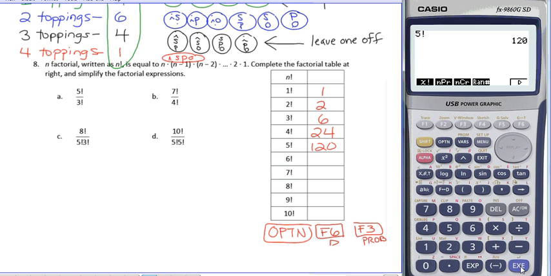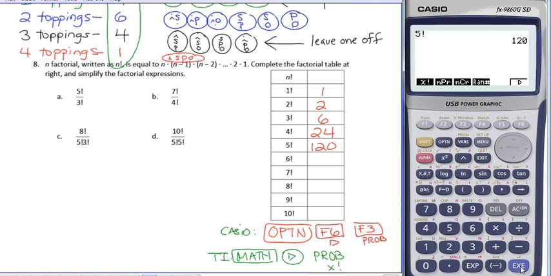By the way, if you have a TI, whenever we hit, here was our Casio, whenever we hit the Option button on our calculator, on your TI, you hit the Math button, and then just like we did, you're going to have to go over until you get to prob, and once you've highlighted prob, you'll see it down in the list, x factorial.